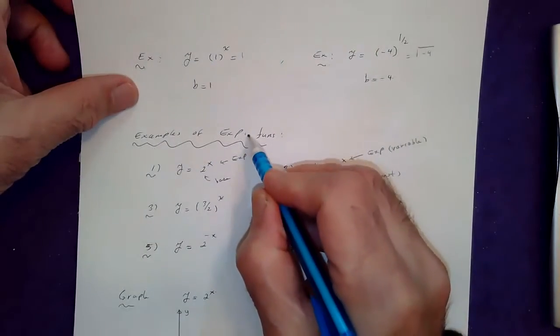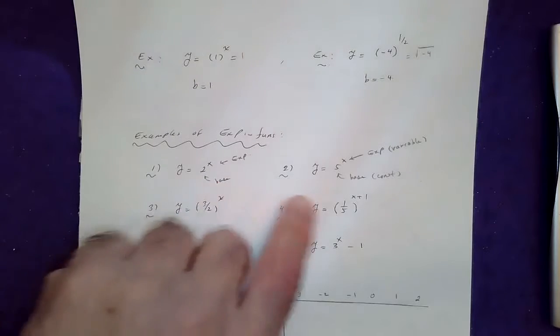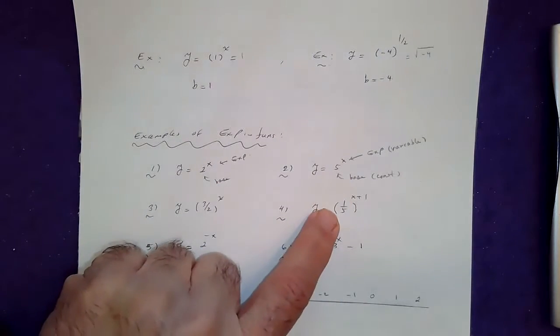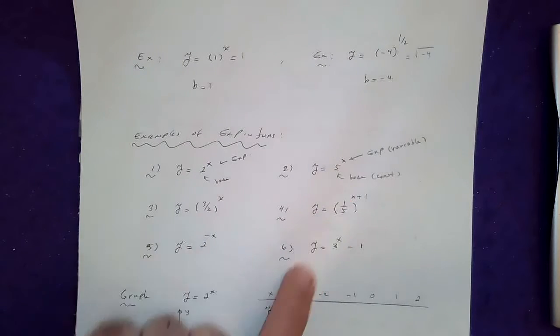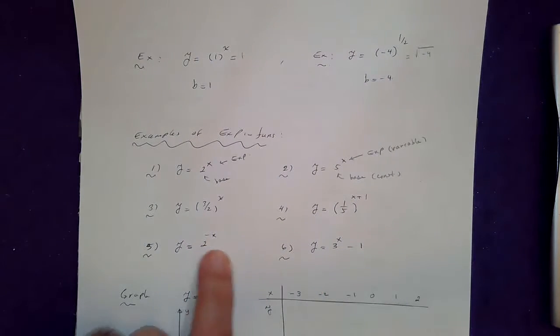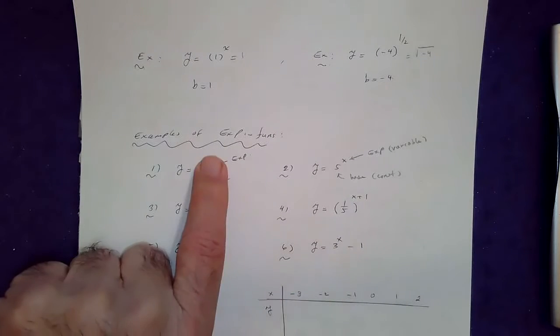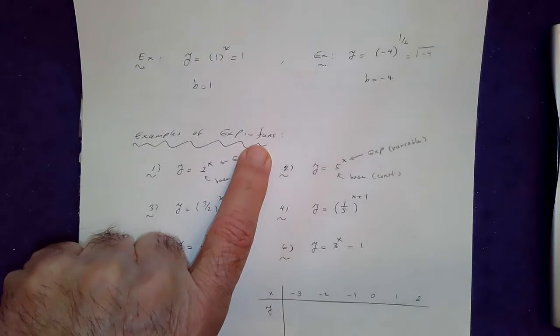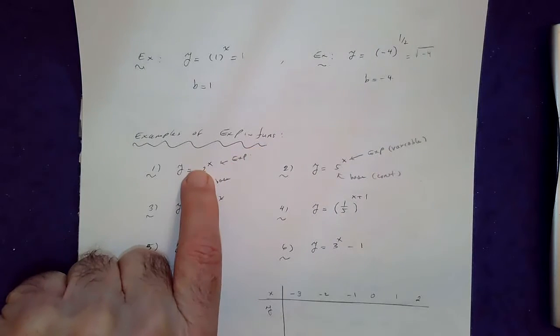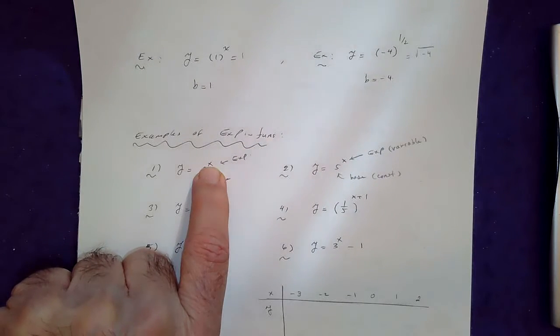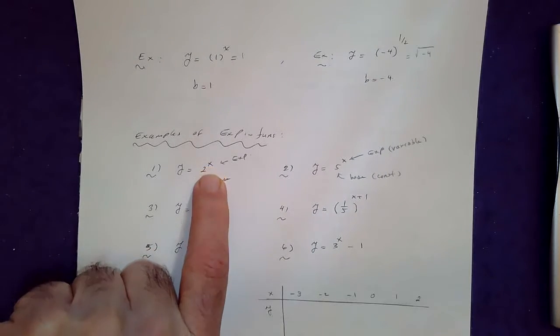So here are some examples of exponential functions. 2 to the x, 5 to the x, 3/2 to the x, 1/5 to the x plus 1, 2 to the negative x, y equals 3 to the x minus 1. These are examples of exponential functions. Remember, the base is a constant, but the power is where your variable shows up.